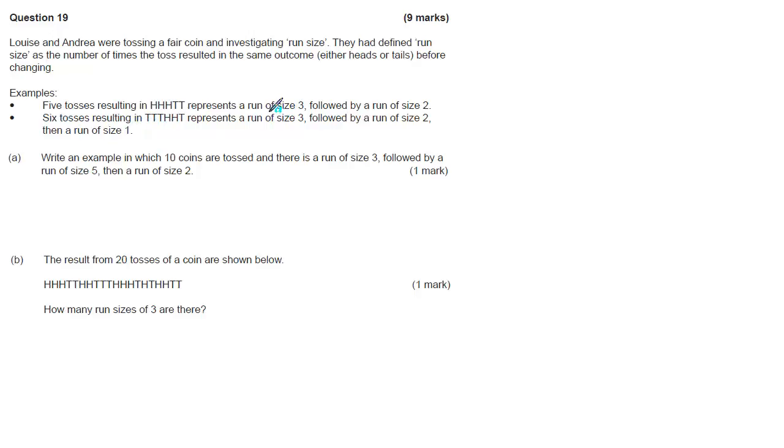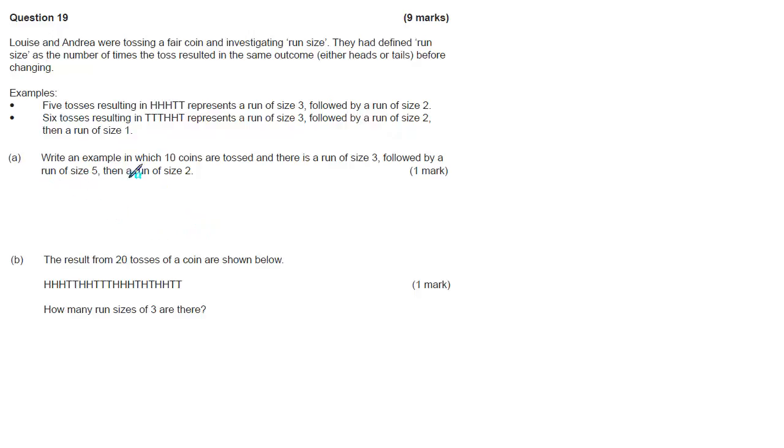HHHTT represents a run size of 3, that's the 3 heads, followed by a run size of 2, which is the 2 tails. Then we've got 6 tosses resulting in tail, tail, tail, head, head, tail, is a run size of 3, followed by a run size of 2, then a run size of 1.